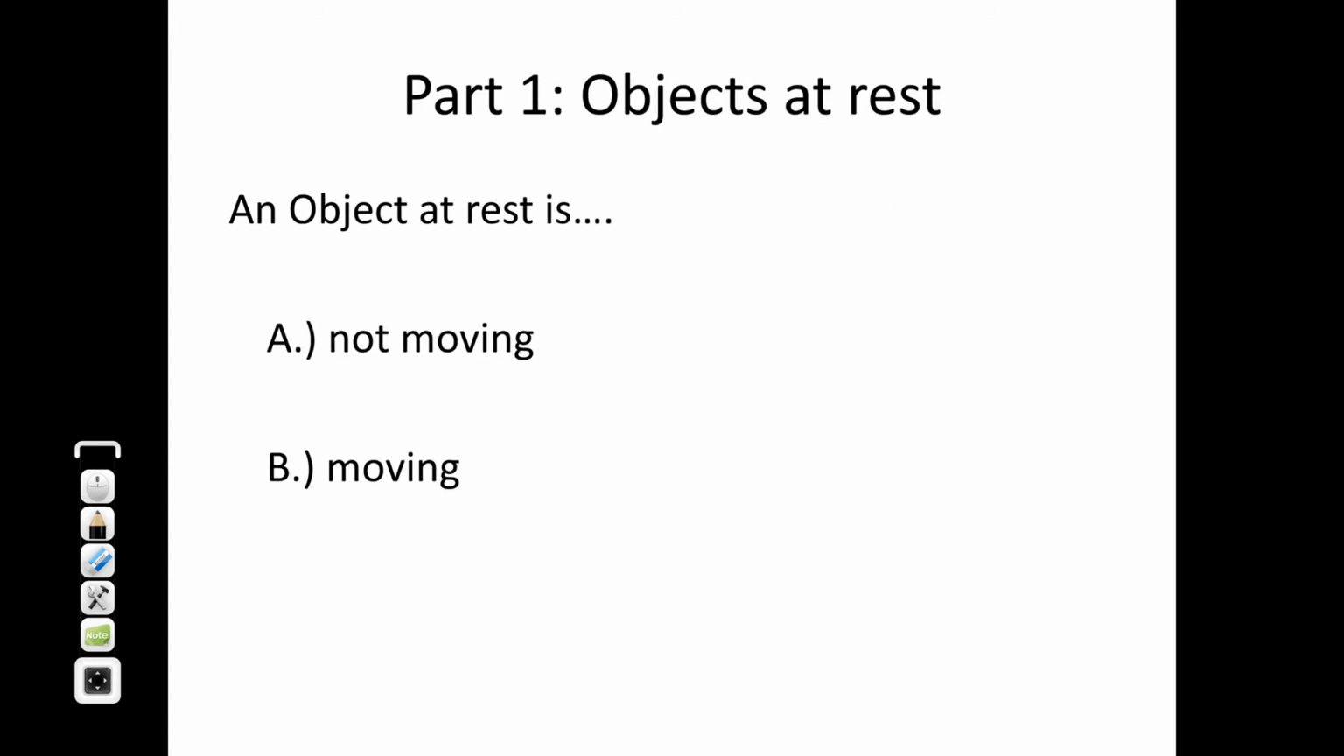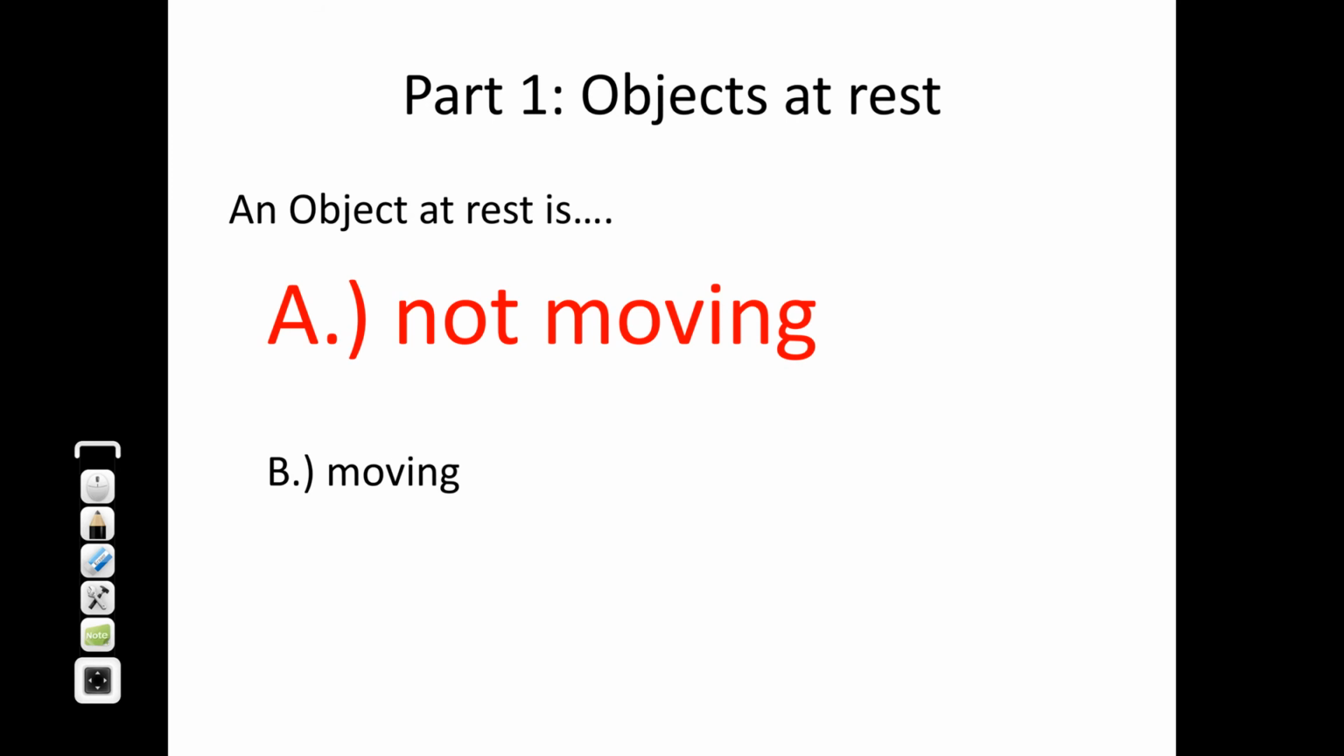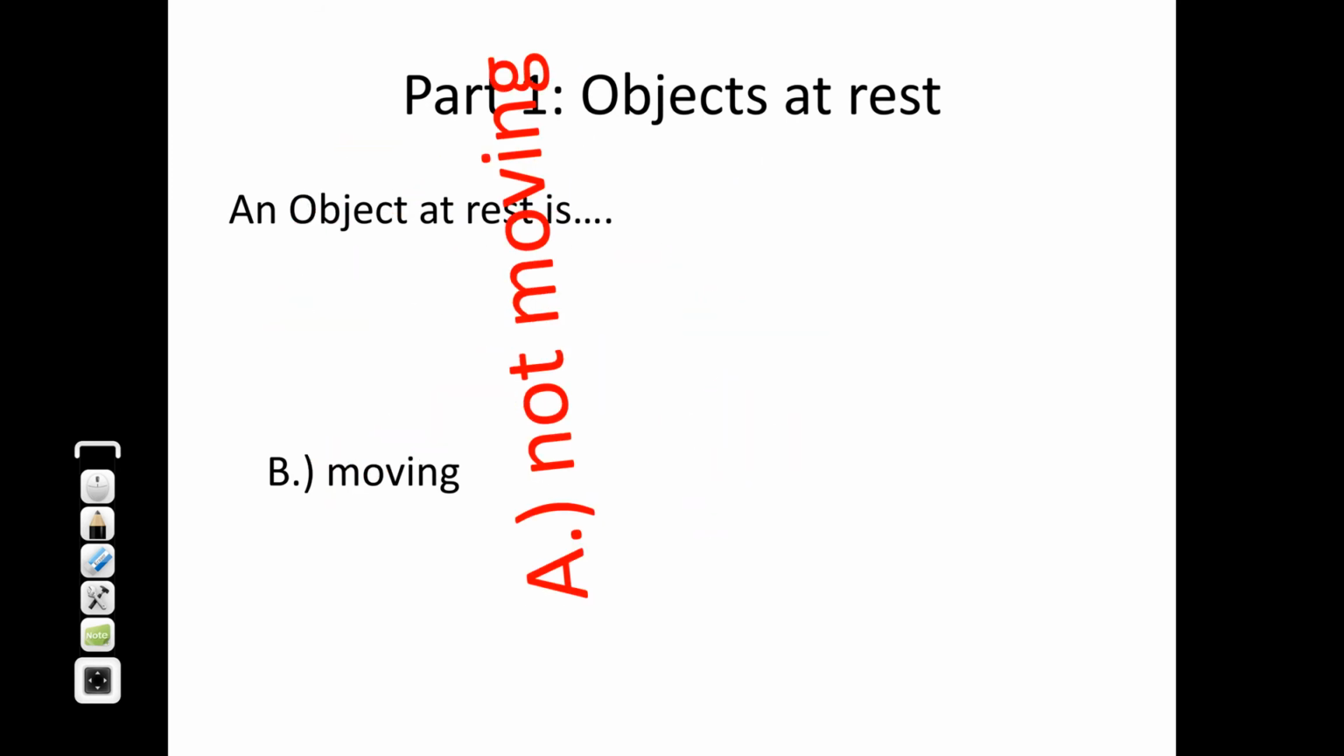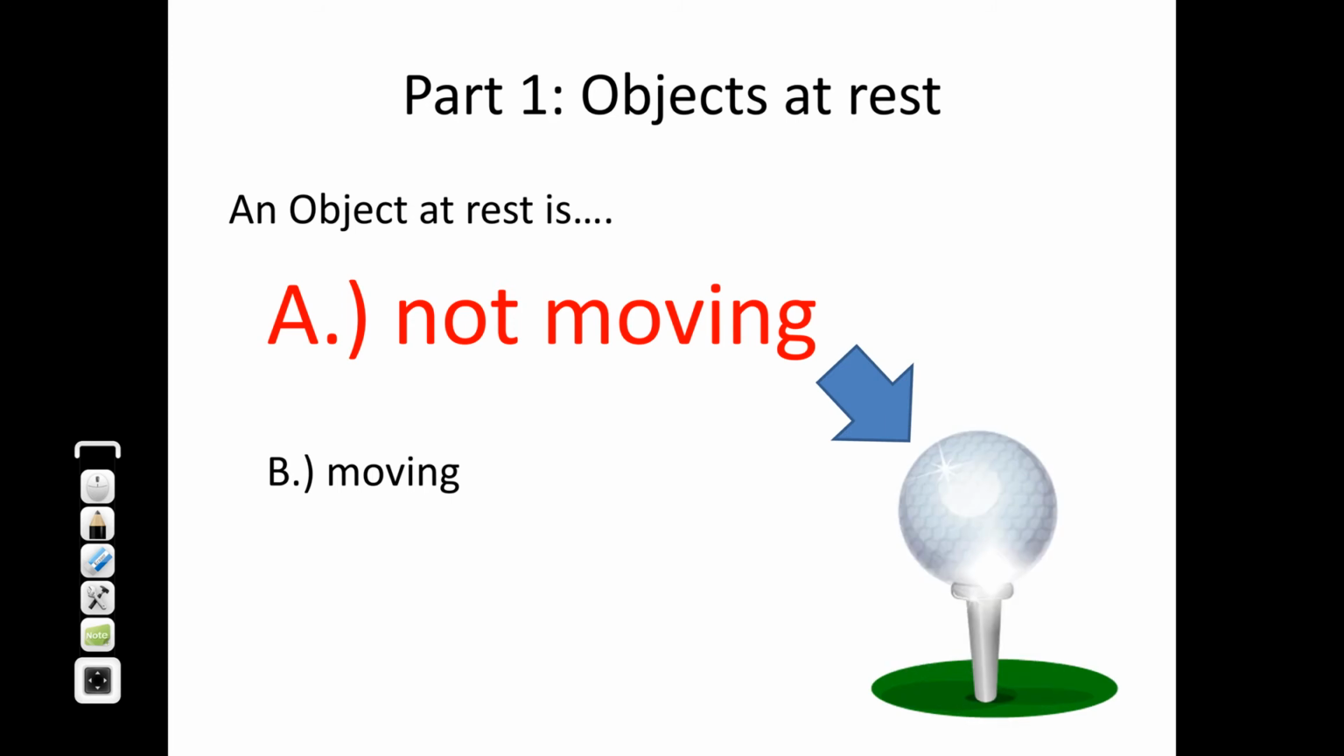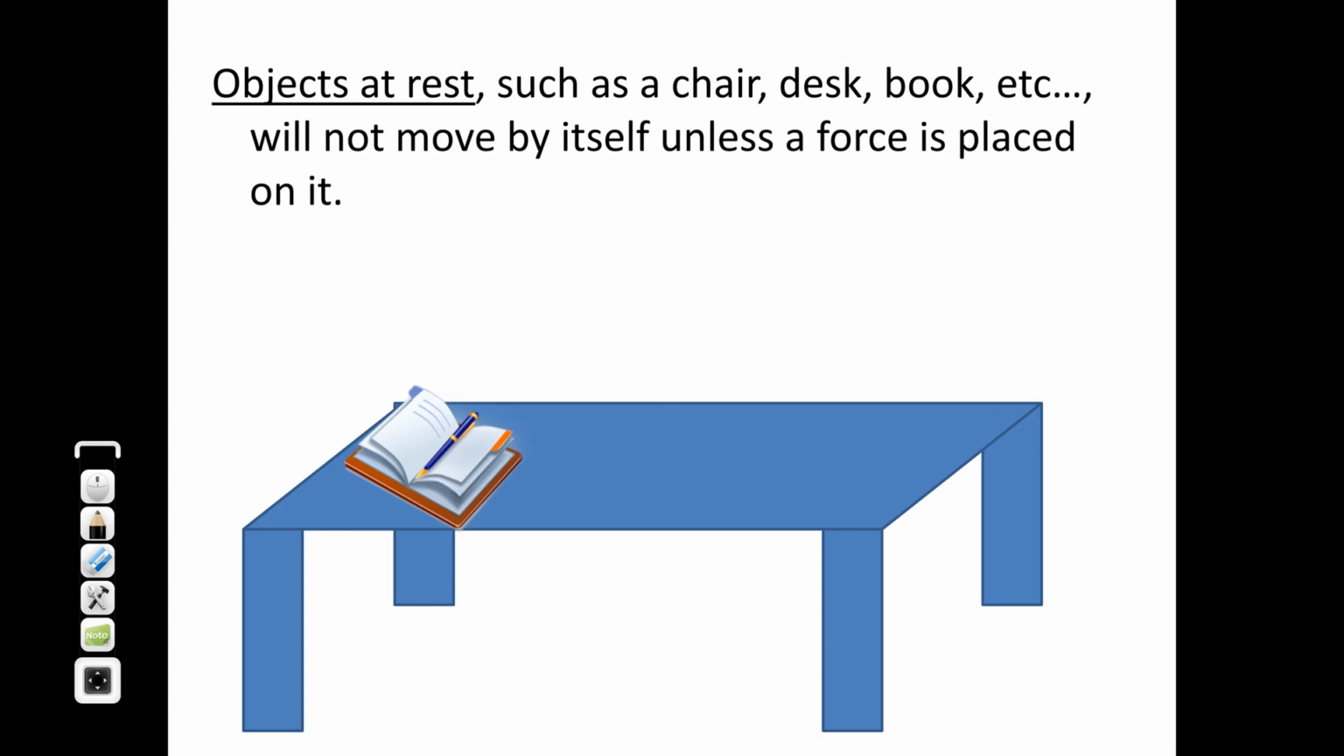Okay, an object at rest is not moving. So we know that. If it's at rest, it's not moving. That golf ball should stay on that tee forever, unless what happens? Something comes along as an unbalanced force to move it. So again, objects at rest should not move. They should just stay where they are unless somebody comes along and acts on it.